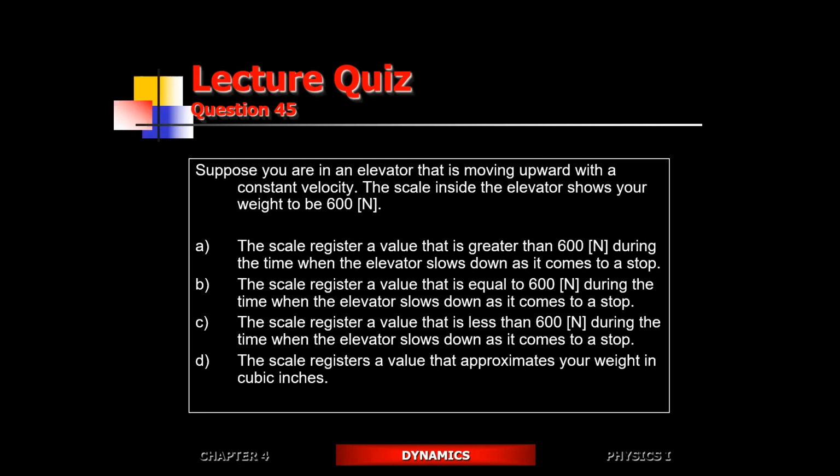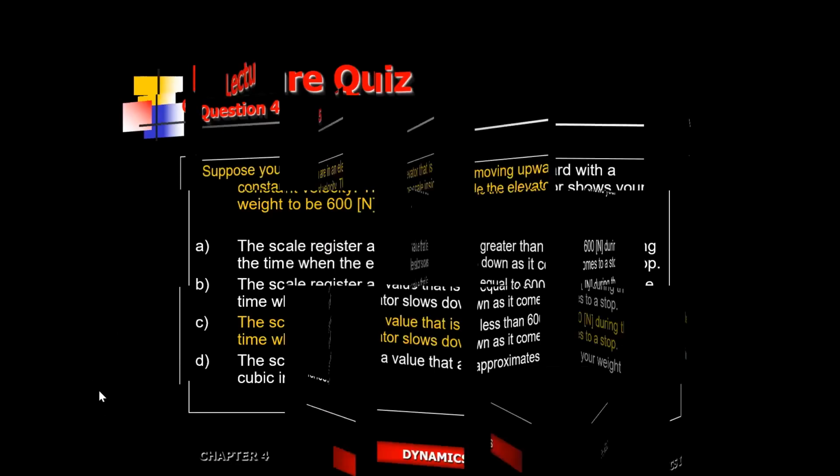All right, remember, the elevator is going up and slowing down, which means that the acceleration is in the opposite direction of the motion of the elevator, which means that the acceleration is going to be in the downward direction. When the acceleration points down, you will feel lighter. So C is the best answer. Those of you who got C, give yourselves 5 points.